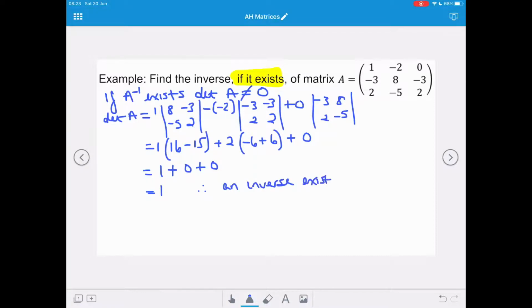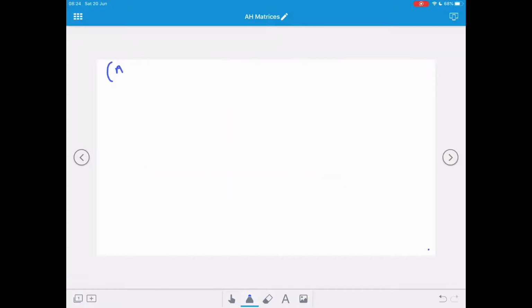And so we can go about setting up our augmented matrix, remembering that we want matrix A on the left-hand side and our resultant matrix, the identity matrix, on the right. So row 1, 1, negative 2, 0 on the left-hand side, and 1, 0, 0 on the right-hand side. Row 2 is negative 3, 8, negative 3, and 0, 1, 0 as our result. We want 2, negative 5, 2 in row 3, and our result will be 0, 0, 1.